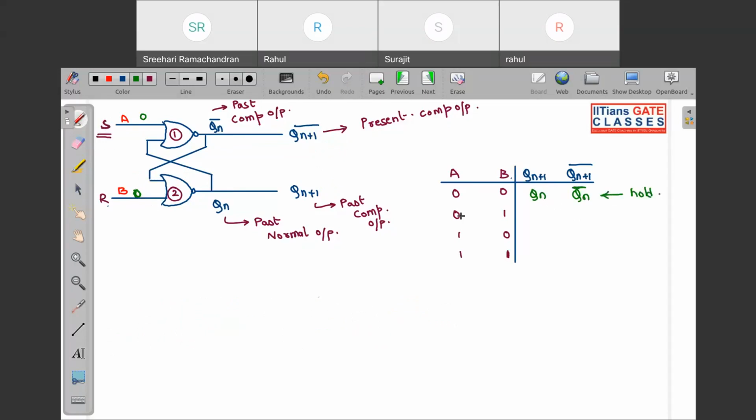Now look, if you put A equal to 0, B equal to 1, what happens? The moment you put B equal to 1, that means one of the inputs of this second NOR gate is 1. So immediately this will be 0. If this is 0, this 0 will be latched to this, so this will be 1. So you can see the complemented output is 1 and the normal output is 0. So this is known as reset state.